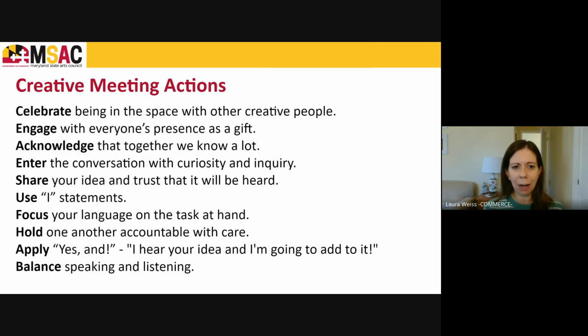Next, we have what we call our creative meeting actions, and these are just some ideas to keep in the back of your mind as we go through today's meeting together. And that's to celebrate being in the space with other creative people, engage with everyone's presence as a gift, acknowledge that together we know a lot, enter the conversation with curiosity and inquiry, share your idea and trust that it will be heard. Use I statements. Focus your language on the task at hand. Hold one another accountable with care. Apply yes and, I hear your idea and I'm going to add to it, and balance speaking and listening.